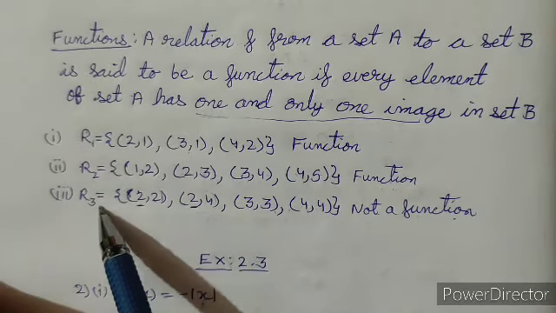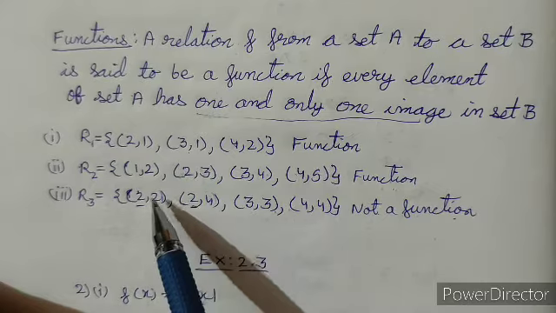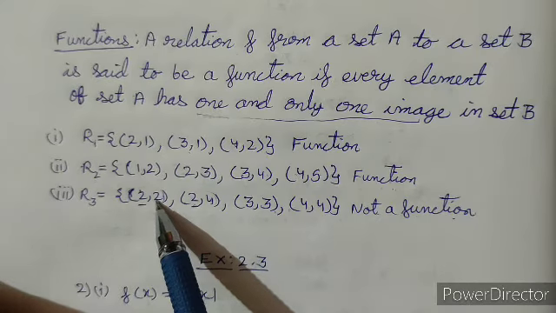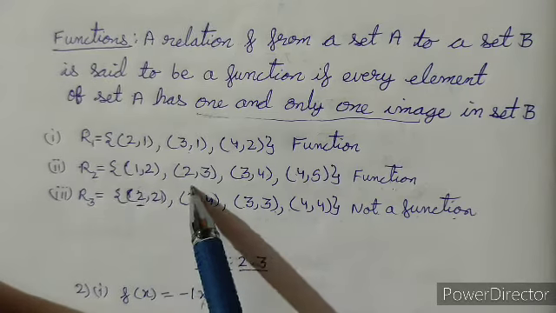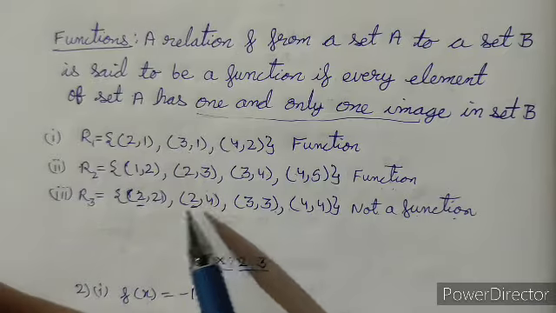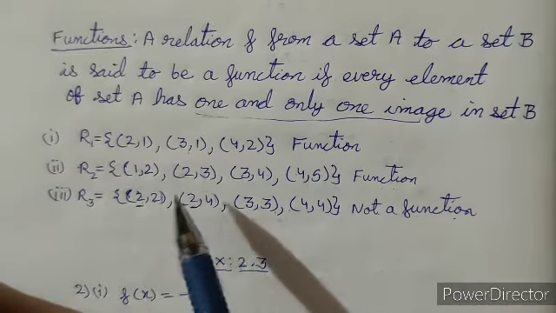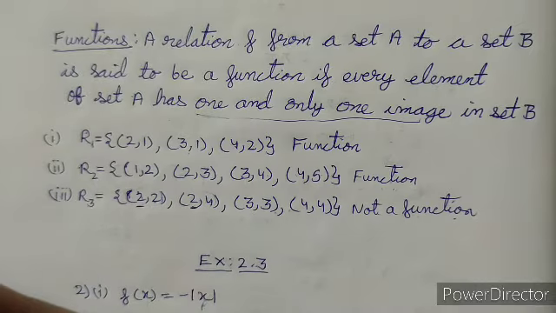In relation R3, element 2 corresponds to two images, that is 2 and 4. Here element 2 has two images, 2 and 4. So we can say that it is not a function, as 2 has more than one image, or 2 doesn't have a unique image.